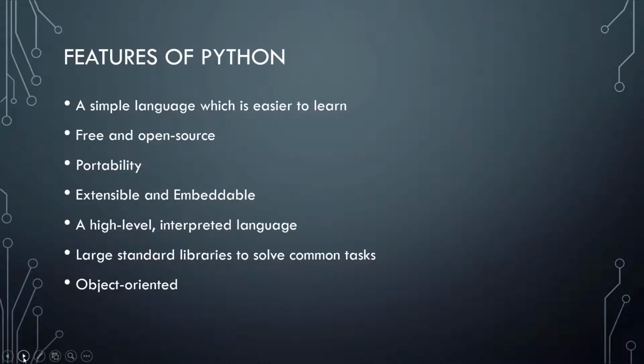The features of Python are: it's a simple language which is easier to learn, free and open source, and portable. That means the code can be adjusted with other languages. It is extensible and embeddable; you can embed it into various programs and other languages as well. It has a large set of libraries, not only from Python's source but also user-created libraries, this being open source. That helps a lot in data analysis, web development, and application development, and this is an object-oriented language.